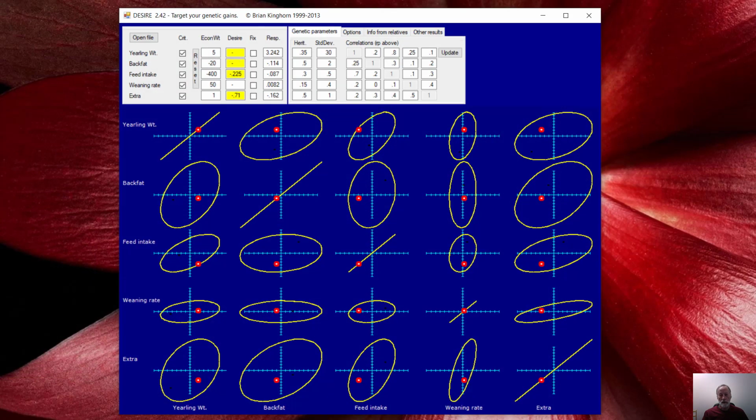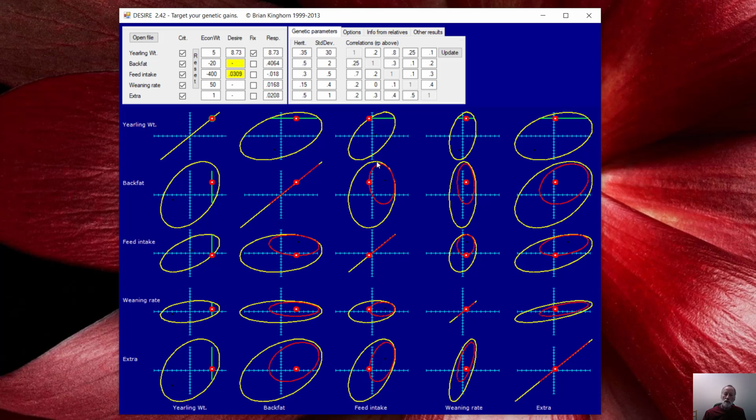This is a bit of a complicated screen to look at, but we're just looking at all 2 trait combinations. In this case, not only can we be anywhere on the yellow ellipse, but we can actually forego some of the response for these two traits because we're actually trying to achieve response in other traits. But what we can do is say we want to be here, and let me fix that response for yearling weight. That's that green line there.